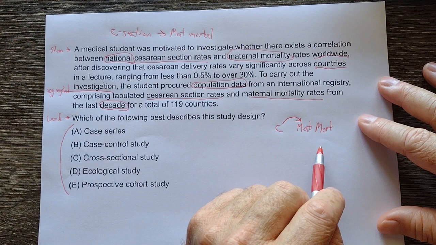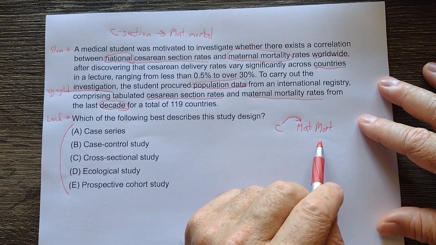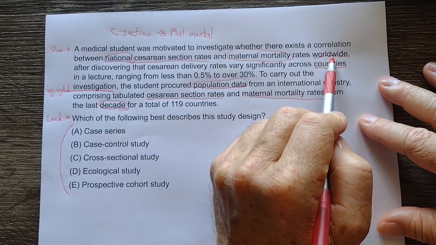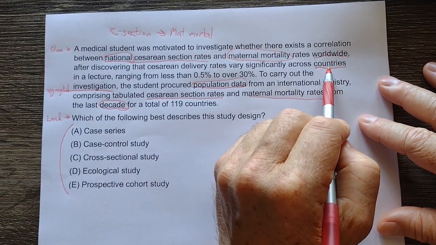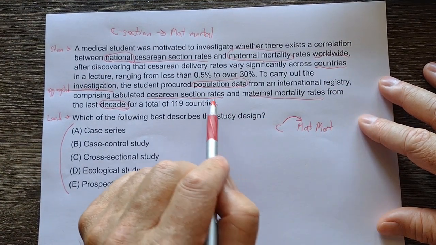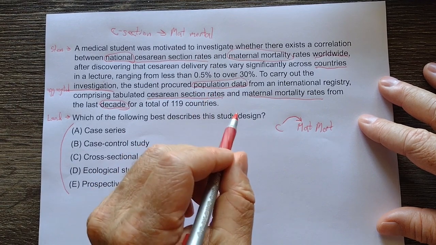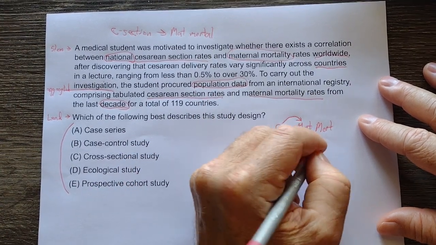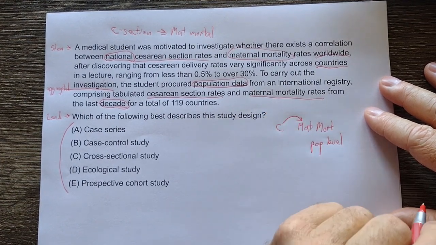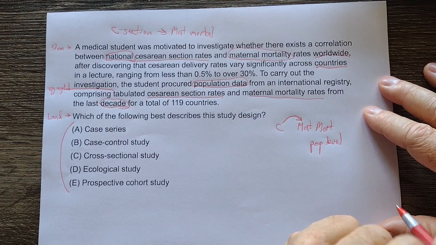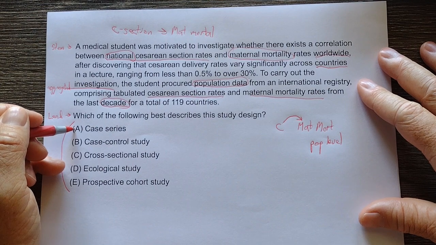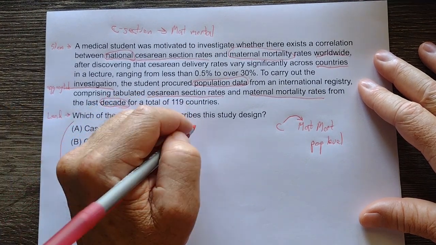The interesting thing about this is that there's a lot of talk about national level data, rates worldwide, things significantly varying across countries, and then they procured population level data. So I think that is kind of indicative of a certain type of study. But let's go back through these different types of studies. So a case series. Well, what is a case series? Haven't talked much about that.